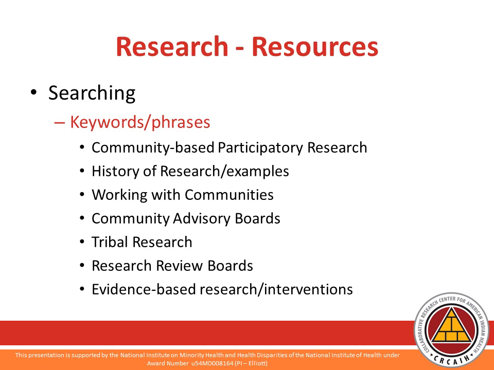So I provided some keywords here: community-based participatory research, history of research, examples. I've typed all of these in myself just the other day, and they all come up with pages and pages of information. Some of them come up with examples that are videos on YouTube that talk about projects that use these keywords. But going all the way down to community advisory boards, tribal research, research review boards, and then even looking at evidence-based research or interventions. And you'll have a lot of words too that once you start typing some of these in, you'll see other keywords that pop up.